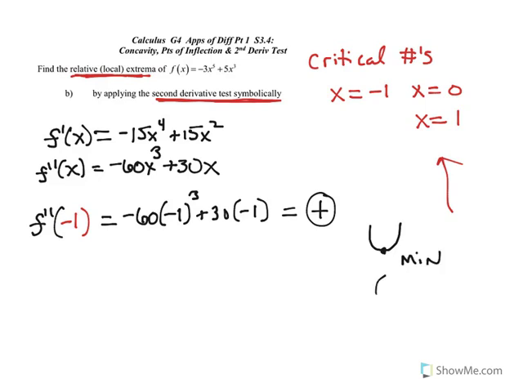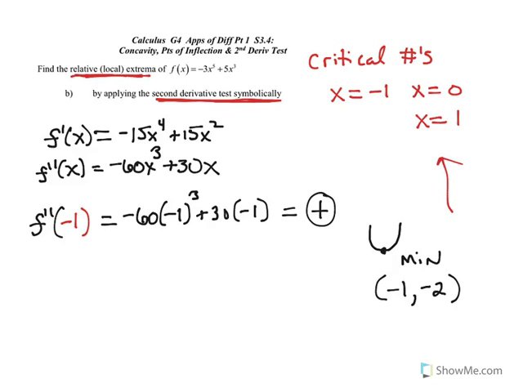So again, we have a min at -1, which is what we determined in part A also. And if you want to know where that min occurs, or what y value that minimum is at, you want to plug that back into f, and you're going to get -2. So we're going to have a min at (-1, -2), the same thing that we determined using the other technique when we did the first derivative test.